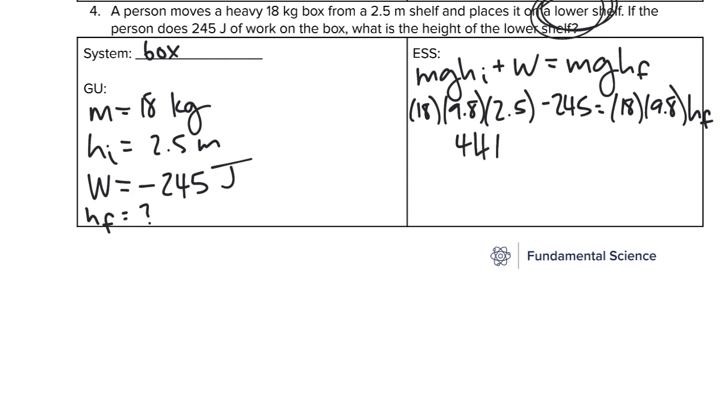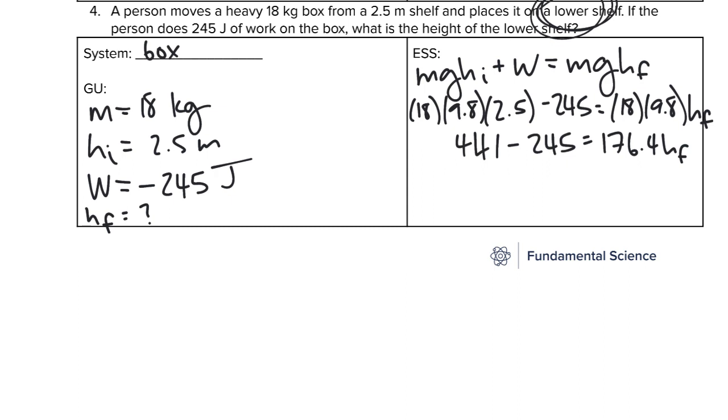When you multiply those, you get 441 minus 245 equals 18 times 9.8. 18 times 9.8 is 176.4, which is getting multiplied by the final height. So what this is saying conceptually is that our object started off with 441 joules of energy, lost 245 of that because the person moved it down. And that's going to give us our total potential at the end over here. But currently that's split into 176.4 times hf.